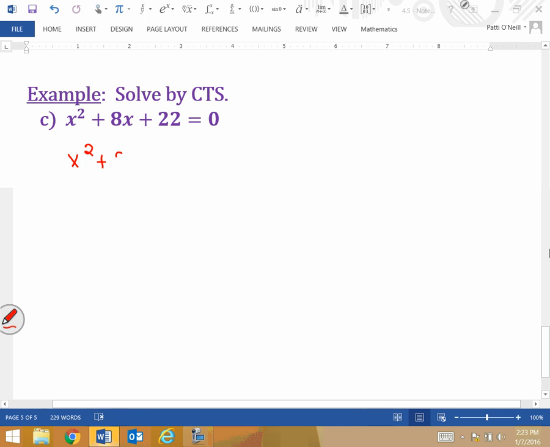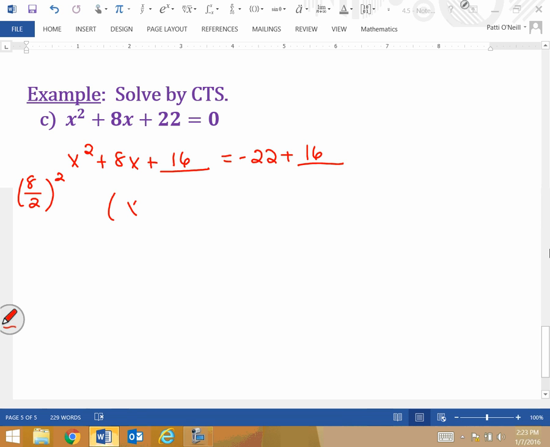x squared plus 8x plus that blank where the 22 was equals negative 22 plus the blank to balance it. To figure out what to add in that blank, I'm going to take the 8 for the b value, divide it in half, and square it. So that leaves me with 16. The left-hand side is a perfect square trinomial that factors into the quantity of x plus 4 squared. That's the value I got when I divided b in half, equals negative 6.